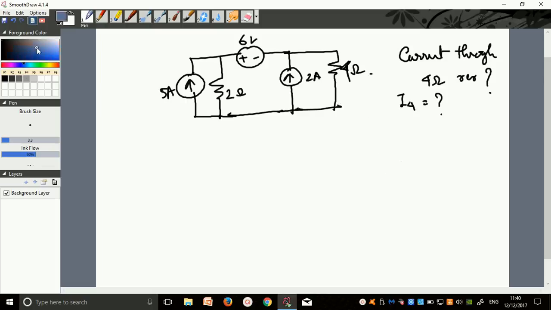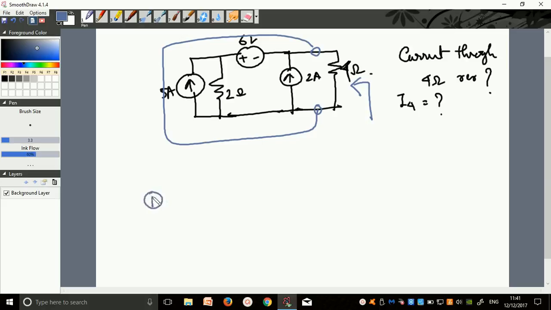So what we need to do according to the theorem, this is a two-terminal network. We will look from this side, from the load side, and this is my two-terminal network. So I will rather do some step-by-step calculation. I will replace my load by a short circuit. So other voltage and current sources remain the same.